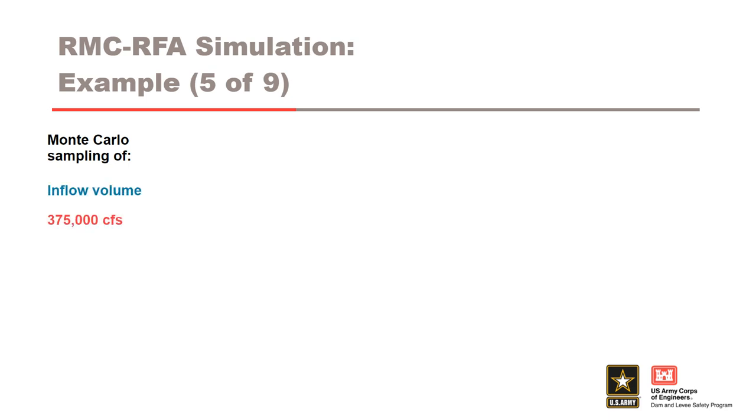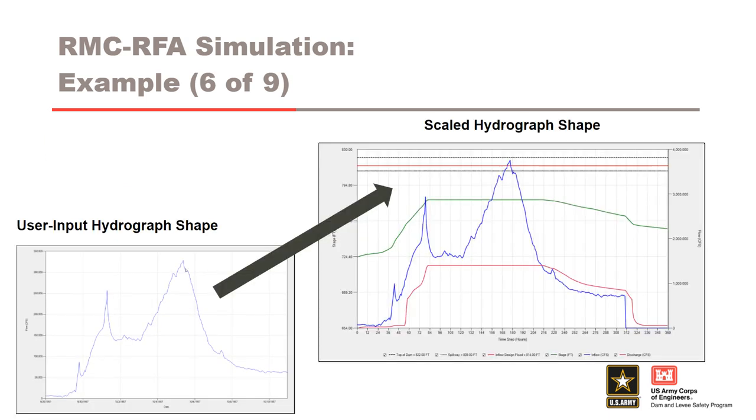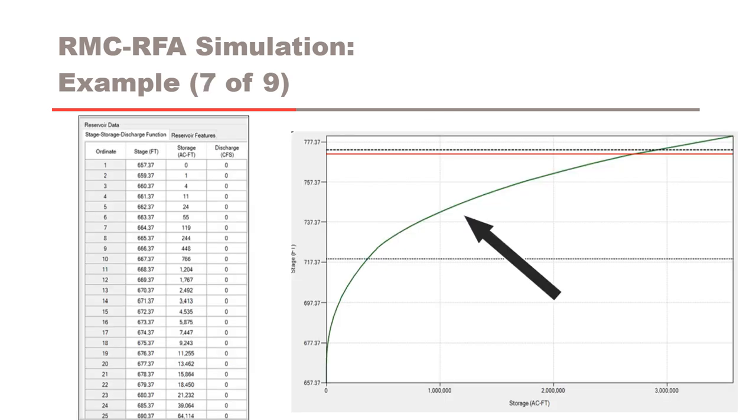After the inflow volume, starting month, starting reservoir stage, and inflow hydrograph shape are randomly sampled, and the inflow hydrograph is scaled based on the sampled volume, this scaled hydrograph is then routed through the reservoir model using simple modified pulse routing, also known as level pool routing. The sampled starting stage is used, and for each time step, the inflow volume is compared to the user input stage-storage-discharge rating curve to determine the reservoir stage and reservoir discharge.